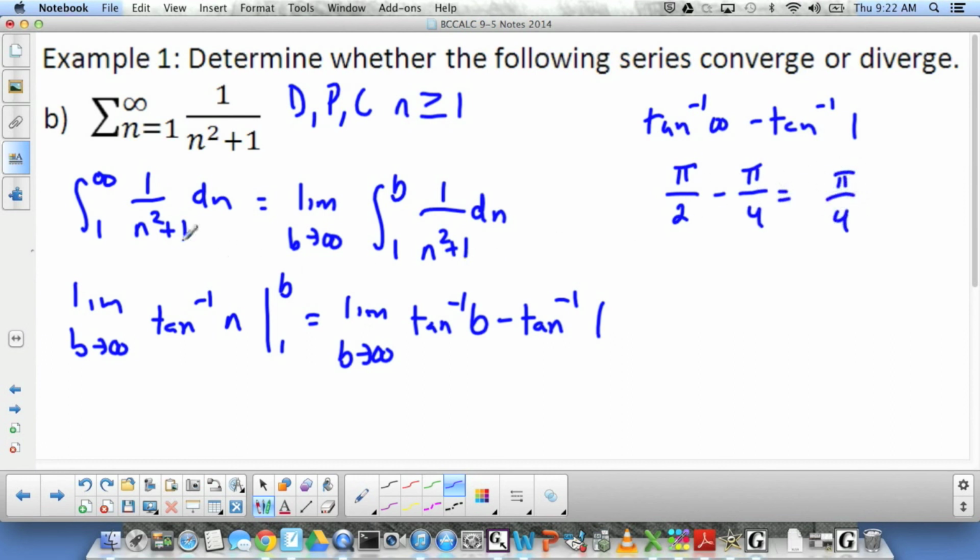So the integral from 1 to infinity of 1 over n squared plus 1 converges to pi over 4. So that tells us that the series is going to also converge, but it doesn't necessarily tell us that it converges to pi over 4. It just tells us that it converges. So we can now conclude that the series from 1 to infinity of 1 over n squared plus 1 converges by the integral test.